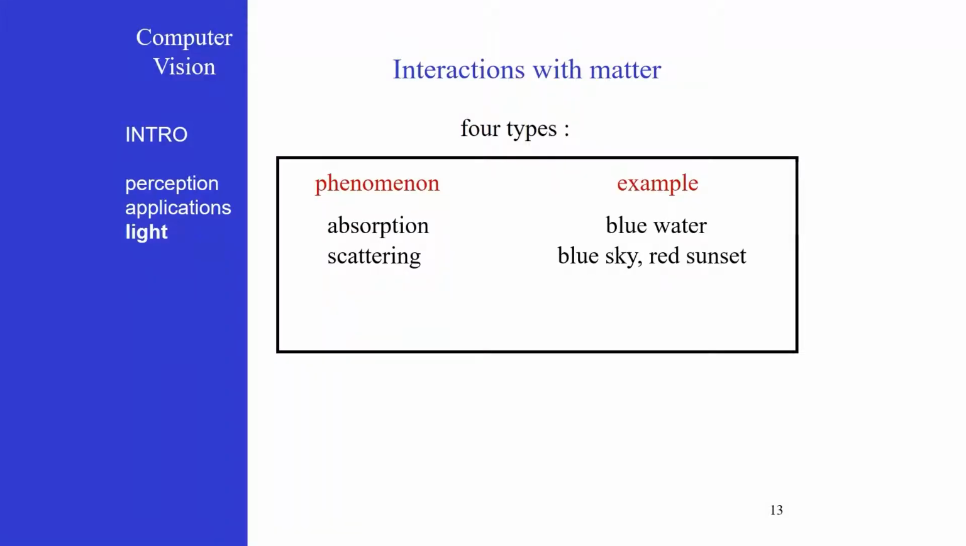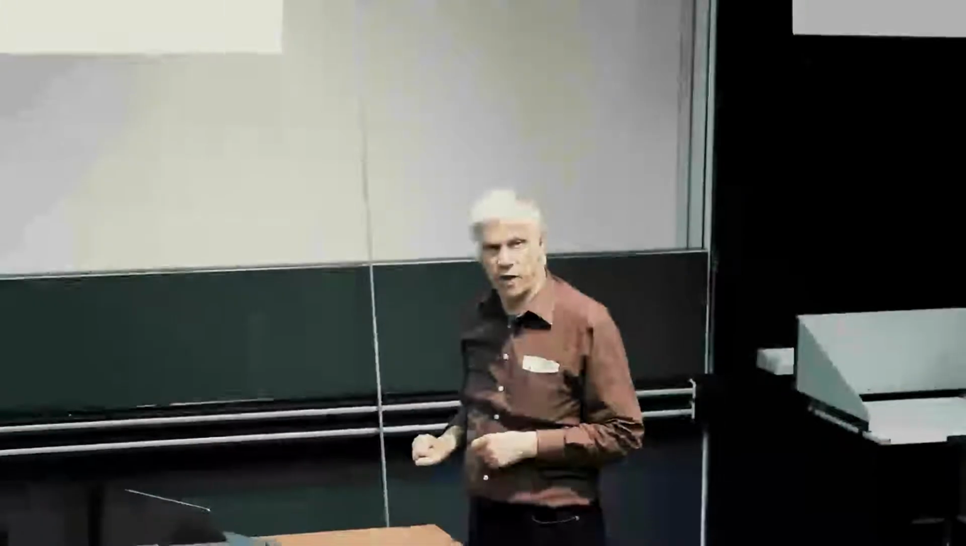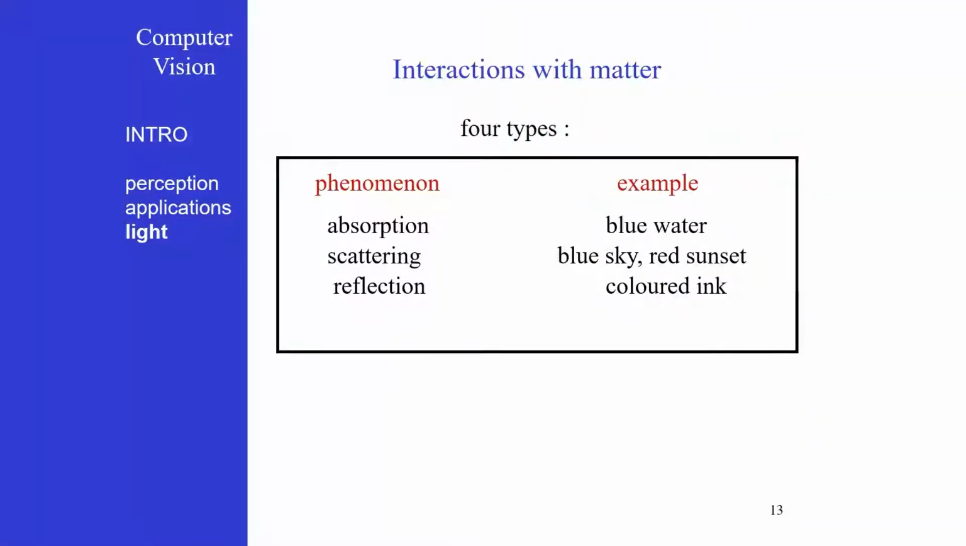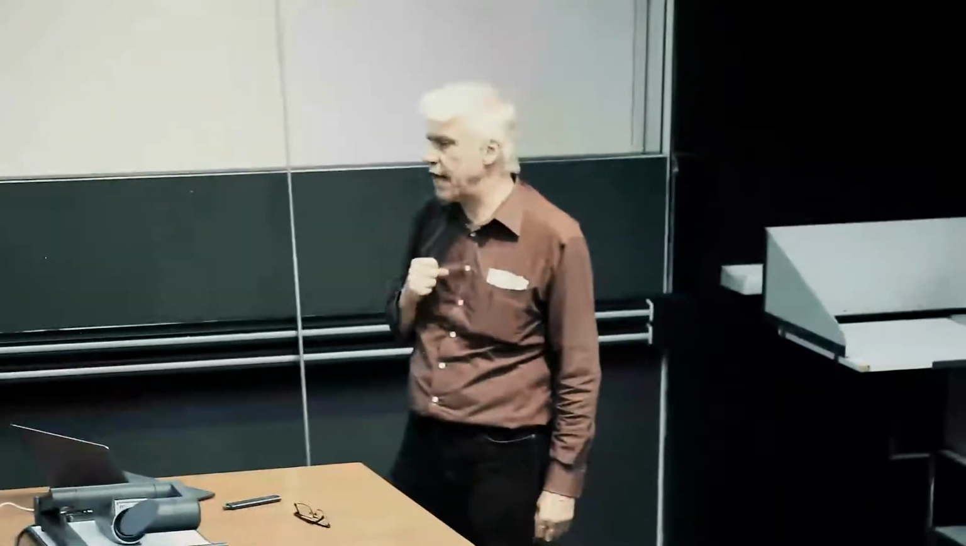Then we have scattering. As we will see, we will spend quite a bit more time on that one. The sky looks blue because of scattering, and the sunset is red because of scattering as well. Scattering happens when light hits a particle, and that particle starts to act as a second radiator, redirecting the light, actually depending on the wavelength. Then we have reflection, so light bouncing off a surface back into our direction, the direction of the camera or the eye.